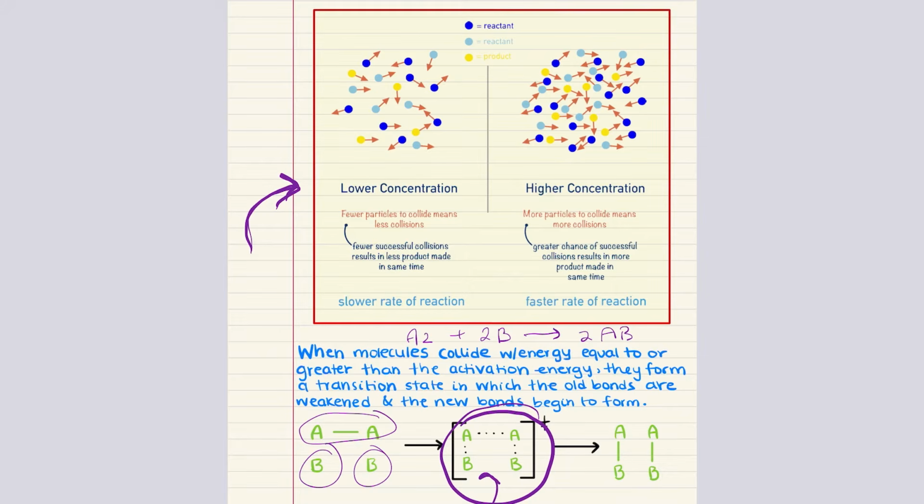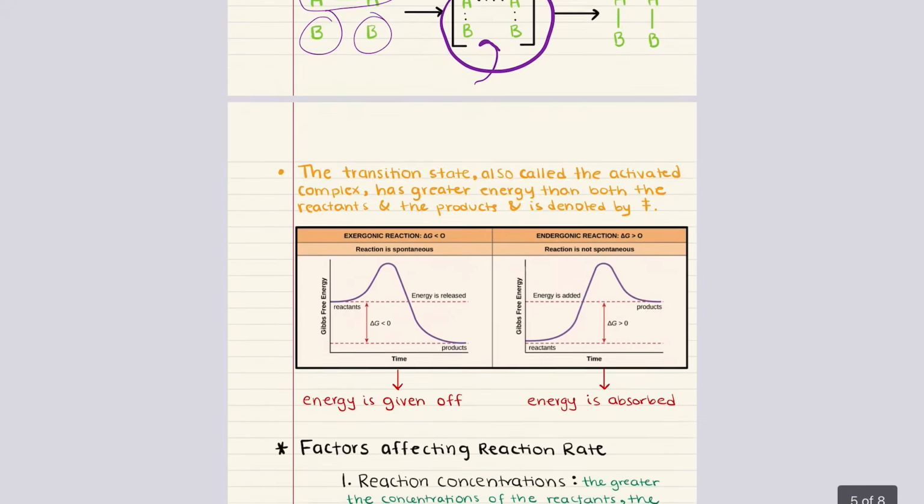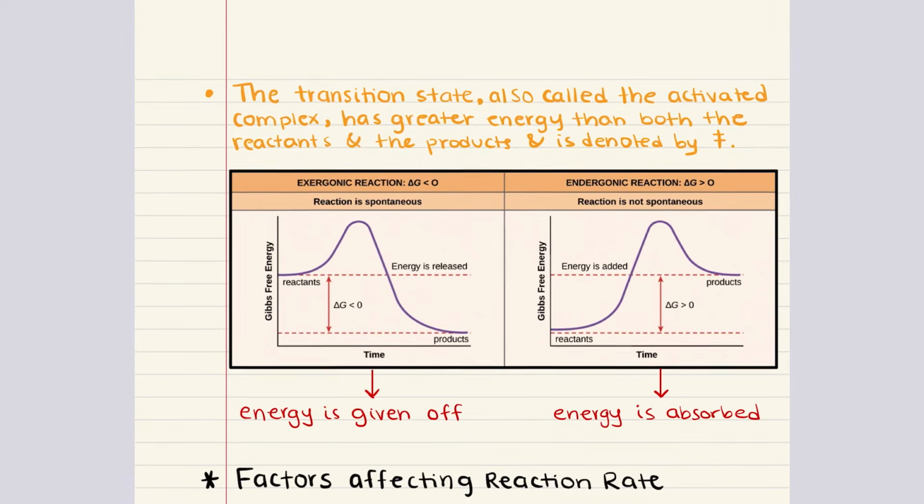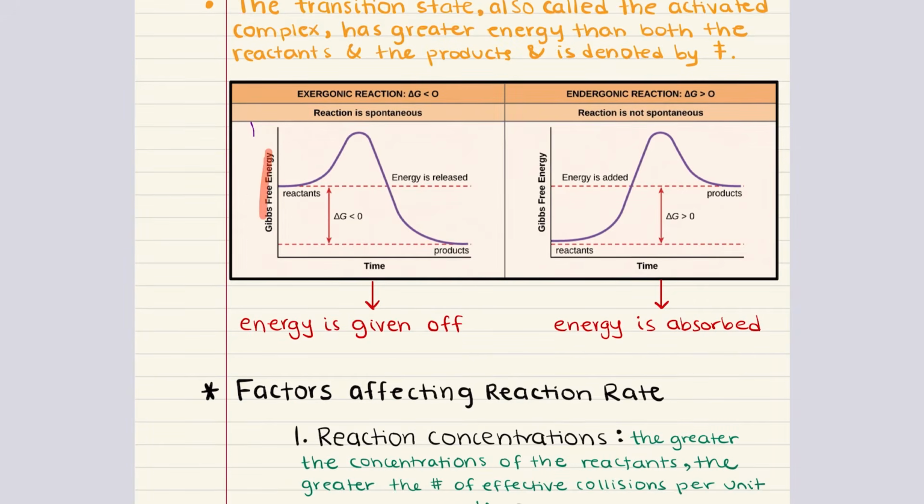Now, to elaborate on that transition state and to begin to visualize these concepts, chemists use free energy diagrams, also called reaction coordinate diagrams. They essentially plot the change in Gibbs free energy against the reaction progress from reactants to products. So here you see that the y-axis represents the change in Gibbs free energy, and the x-axis represents the reaction progress, aka time.